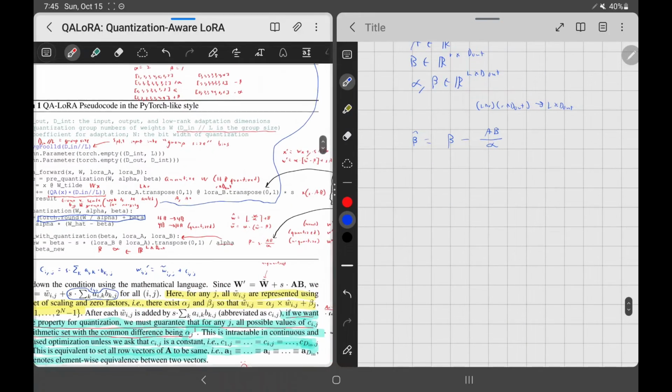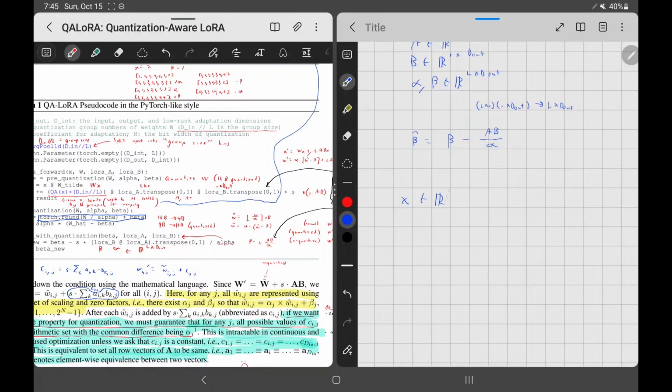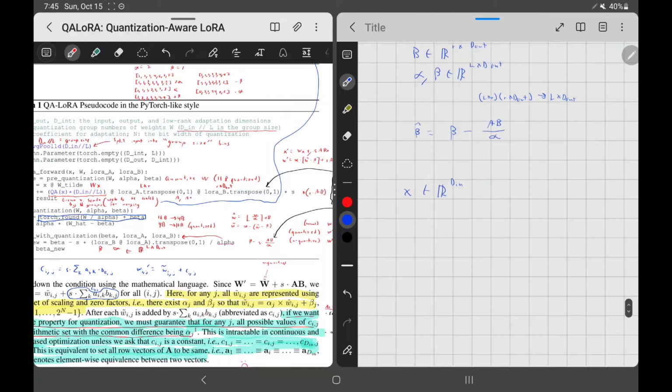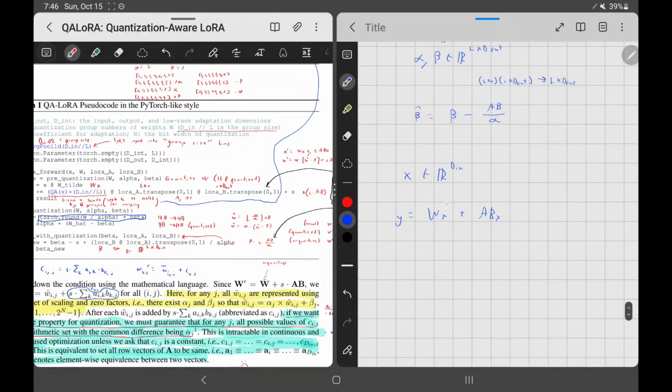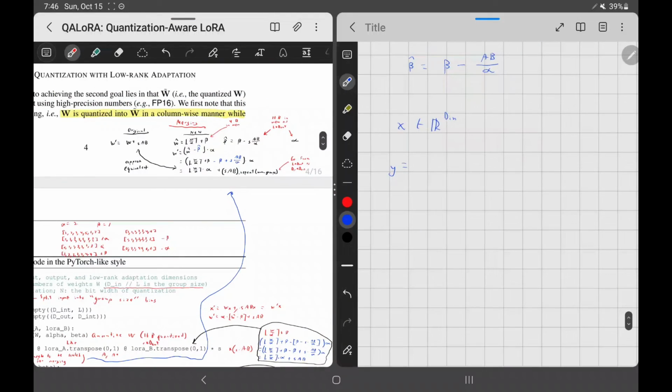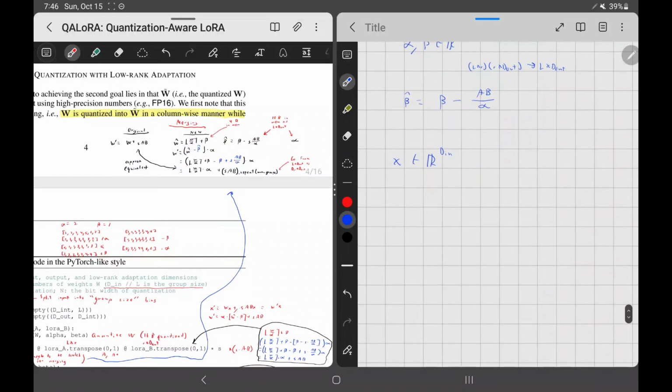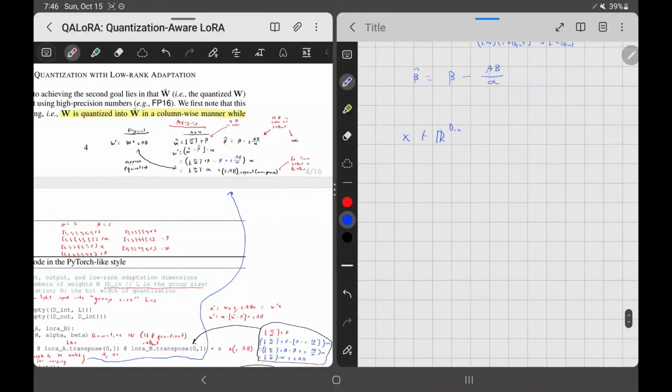Now during inference, whenever we have a new x, so x is in R of D in, we need to do this matrix multiplication. And we know that y is equal to Wx plus ABx, which is equal to W hat x. So we know this. Now how do we do this inference procedure with our new beta? So right up here, after we've merged this, we can actually merge this into a single weight matrix to do the computation.